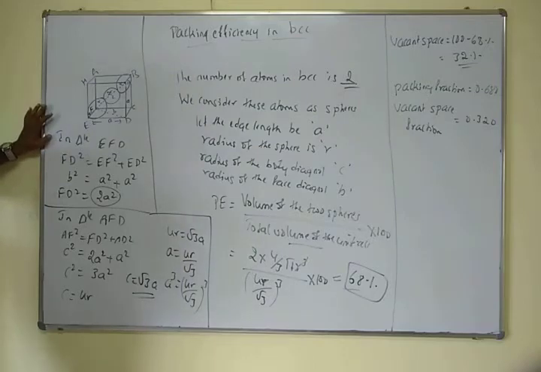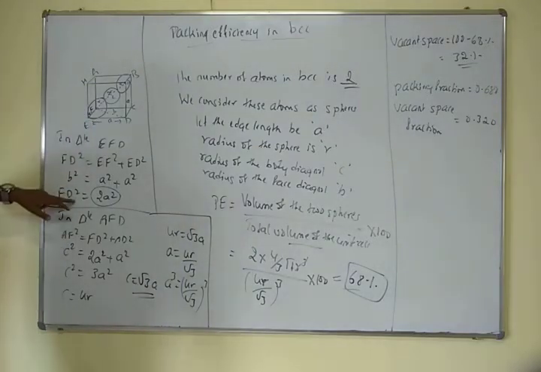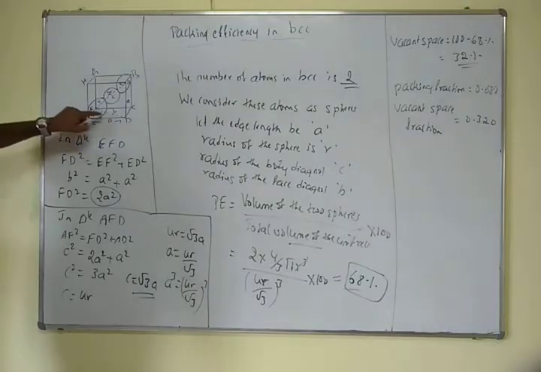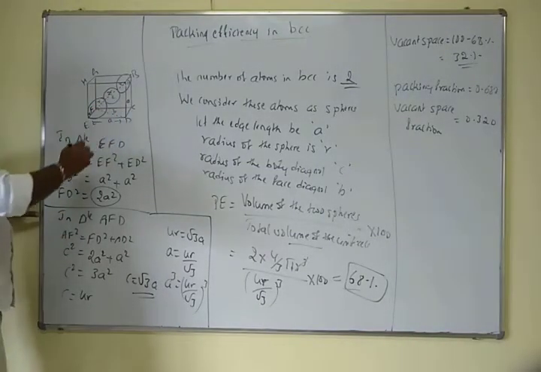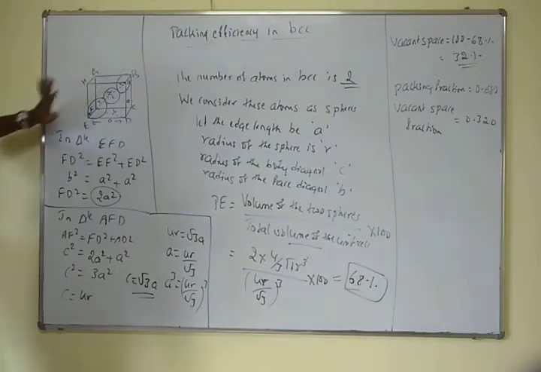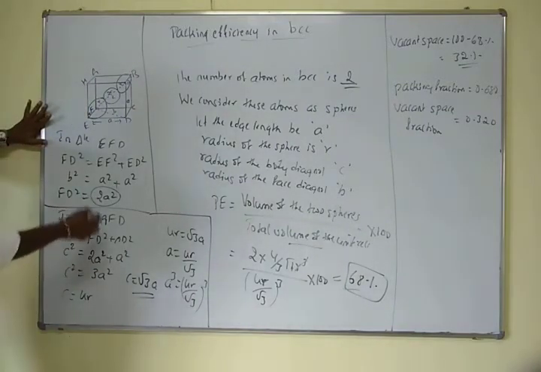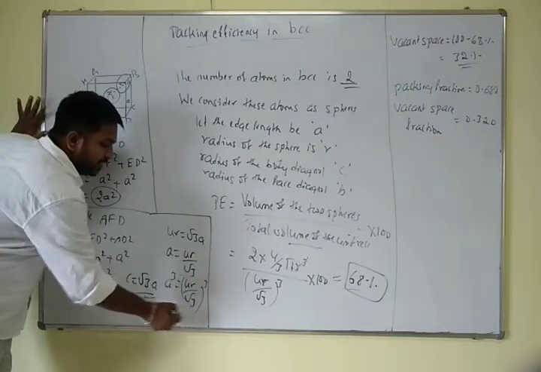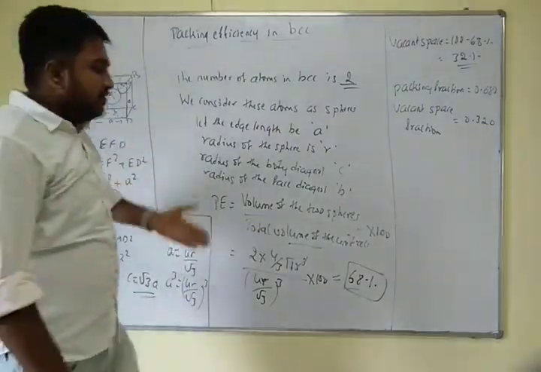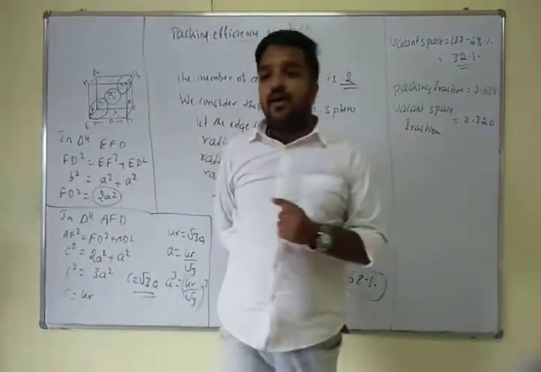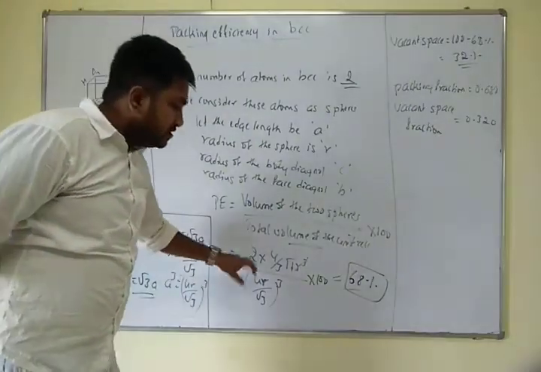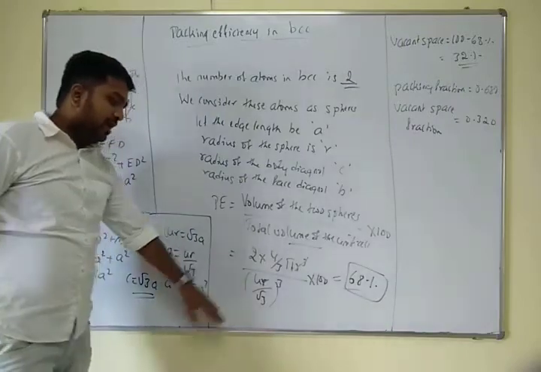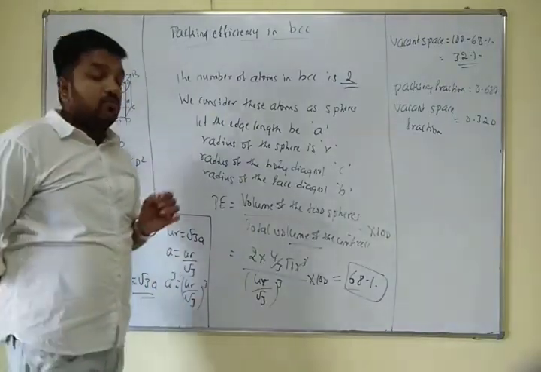In order to calculate the value of A, we focus on the first triangle, and there we get the value of FD square, that is the face diagonal, which is 2A square. Clear? Then we take one more triangle AFD and calculate the body diagonal, that is C square is 3A square. By getting these two, we get the value of A, and by cubing this, we get A cube. We know the volume of the sphere is 4 by 3 pi r cube, and in the body center cubic crystal lattice we have 2 spheres because of 2 atoms. So it is 2 into 4 by 3 pi r cube by (4r by root 3) whole cube, the total volume of the unit cell.